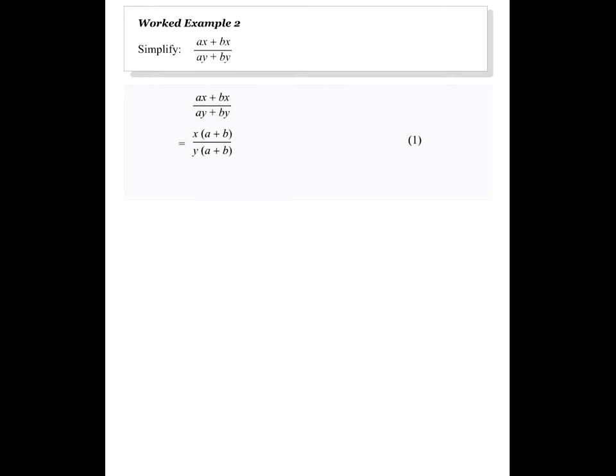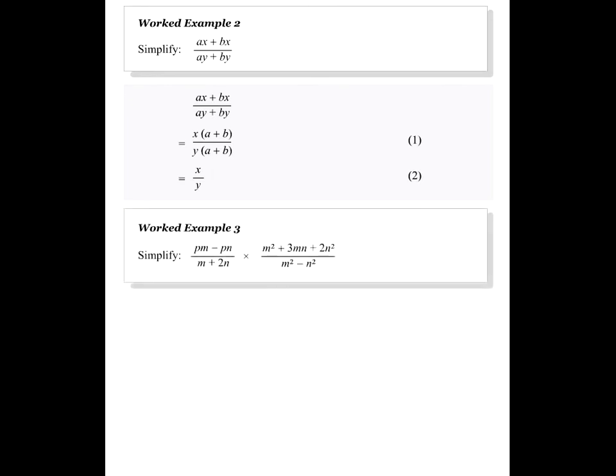The first step is to factorize whatever we can. In this case, we take out the common factor on the top and on the bottom. x is the common factor of the numerator, and y is the common factor of the denominator. Now we can see that a plus b is a common factor of the top and the bottom. So we divide top and bottom by a plus b in step 2, leaving the answer x over y.